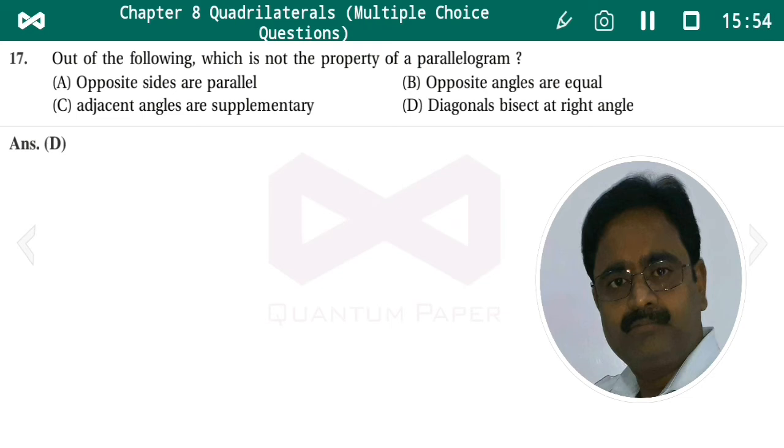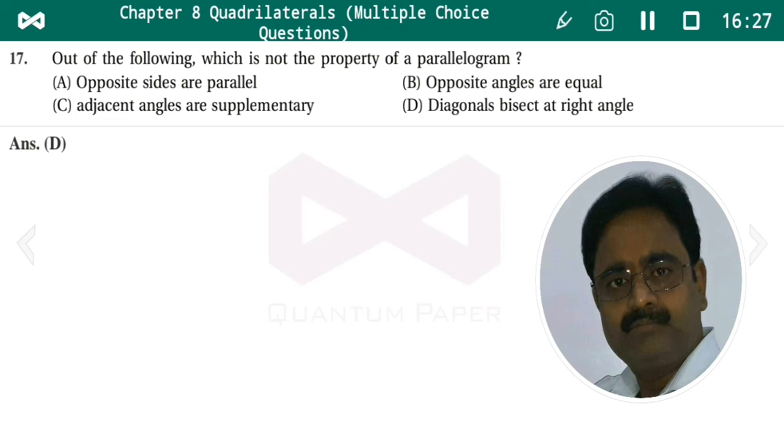Dear students, first option is opposite sides are parallel. पैरेललोग्राम के अपोजिट साइड्स पैरेलल होते हैं, मीन्स ये हमारा ऑप्शन नहीं है. ऑप्शन बी, ऑपोजिट एंगल्स आर इक्वल. पैरेललोग्राम के अपोजिट एंगल भी इक्वल होते हैं. एडजेसेंट एंगल्स आर सप्लीमेंट्री. पैरेललोग्राम में एडजेसेंट एंगल भी सप्लीमेंट्री होते हैं. मीन्स ऑप्शन डी, डायगोनल्स बाइसेक्ट एट राइट एंगल. बट इट इज नॉट मैंडेटरी कि पैरेललोग्राम के डायगोनल्स राइट एंगल पे कट करें.